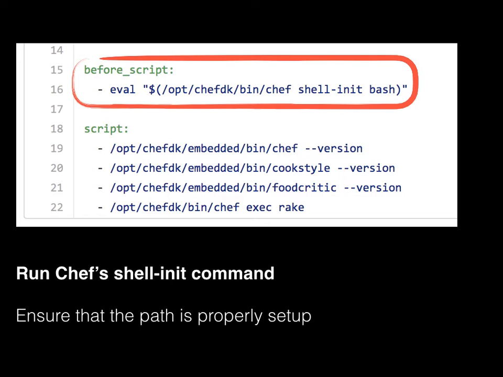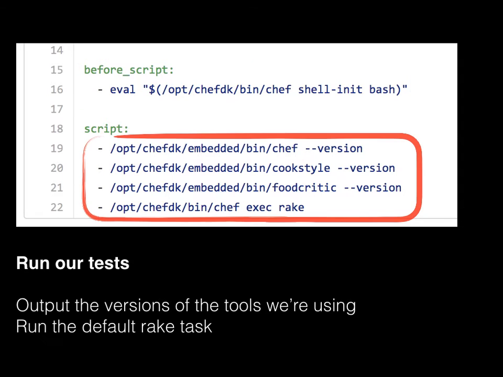So we want to make sure that when somebody types Food Critic, they're getting it out of ChefDK, and this will ensure that all happens. And then this is the scripts. So scripts are the actual tests that we're running. The first two things we're doing here is just outputting the versions of all the tools we have.